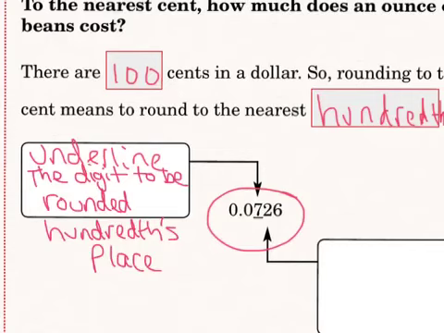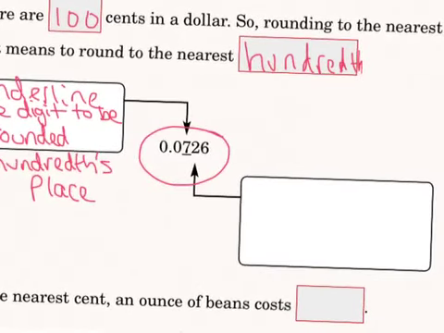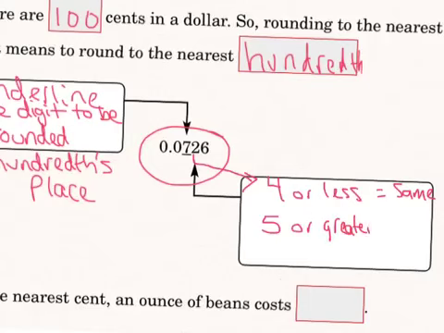Okay. Then you're going to look to the right of the number. In this case, we're going to look at the 2. So if that digit, in this case the 2, is 4 or less, it's going to stay the same. If it's 5 or greater, you're going to add 1. Okay?